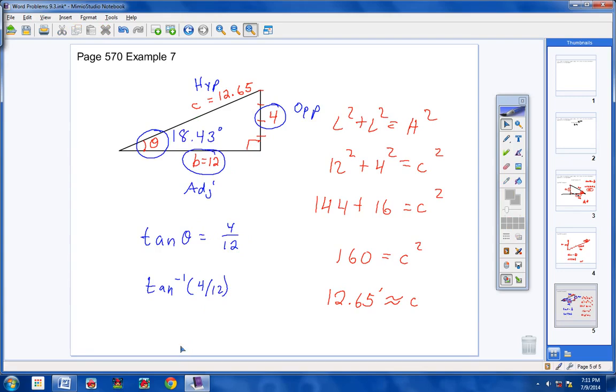Okay? So you should be able now to read a word problem, draw a right triangle that represents the situation accurately, and then fill in the given numbers, lengths, measurements, and then find the unknowns using sine, cosine, and tangent.